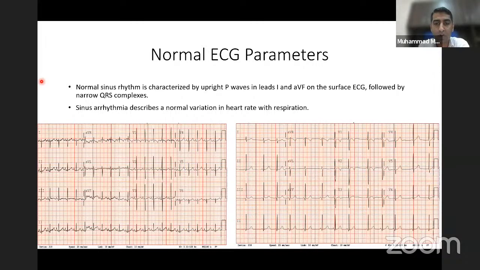So this is the normal phenomenon, and you can see clearly every QRS is preceded by a P wave and followed by a T wave. You follow the whole rhythm strip, and it's the same, but the R to R interval is changing. So at a glance, when you look at it, it looks abnormal. It looks like an irregular rhythm, but it's pretty normal for any patient.